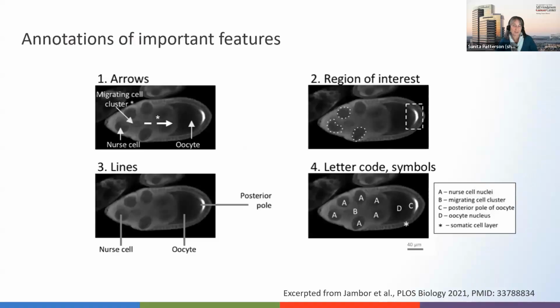Beyond text labels, for photographs and micrographs, you can use annotations to draw the reader's eye to the important features of the image. Here, in the top left image, we see examples of arrows. In the second image at top right, we see outlines of regions of interest. The third image at bottom left shows lines with labels. And the fourth image shows letter codes and symbols with a key.